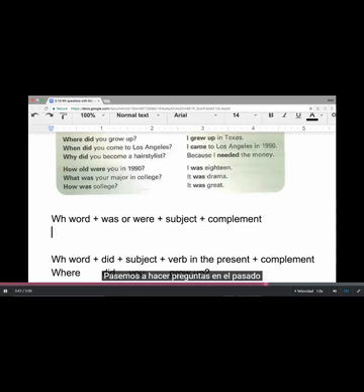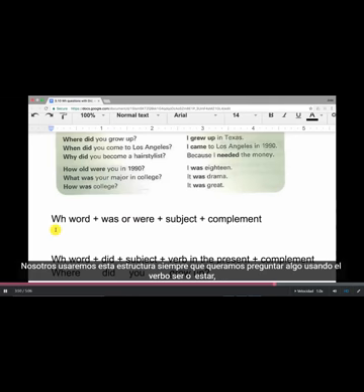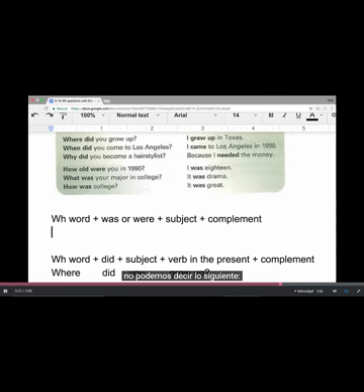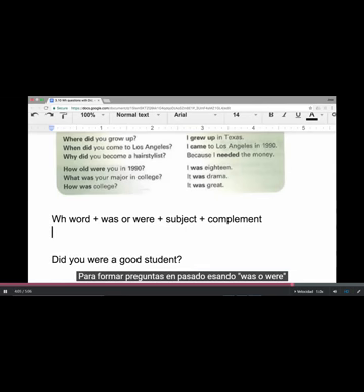Let's move on to asking questions in the past tense with was or where. We will use this structure whenever we want to ask something using the verb to be. We can't say the following: did you were a good student? This is incorrect. To form questions in the past using was or where, we can follow this formula: WH word plus was or where plus the subject plus a complement.